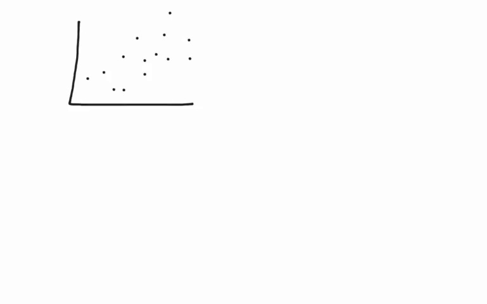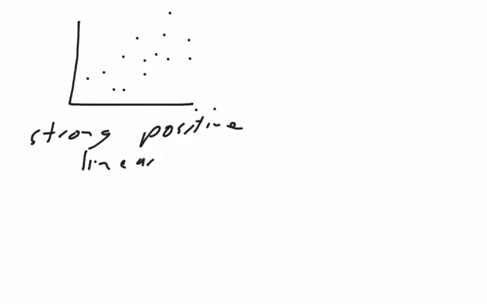Alright, this one is a moderate to strong, basically positive linear relation, because as you can see, if I drew a line in here, it kind of gets close to all of the points. Obviously, if the points were closer, then it would be a little bit stronger, but that's considered fairly strong.